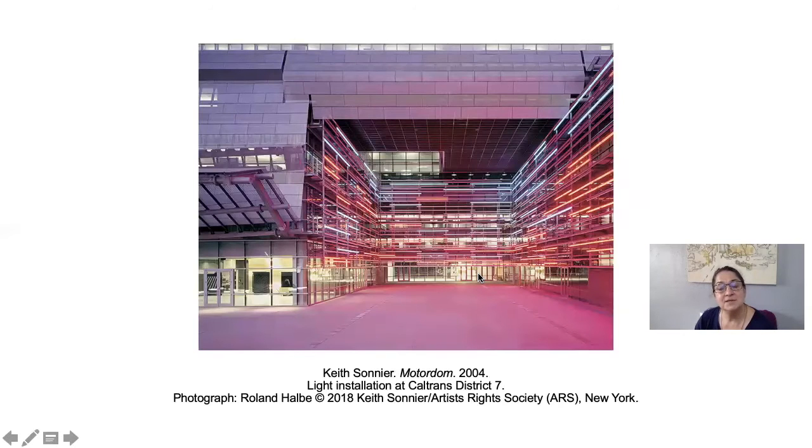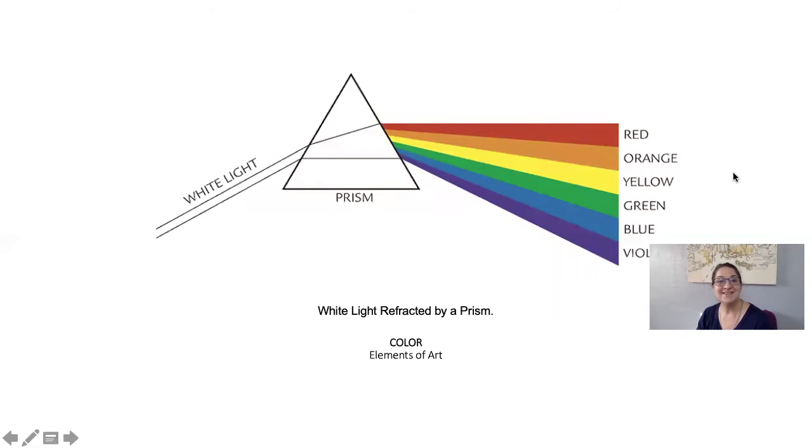Well, this piece is using literal light and also a line. It's a neon light. Color is another element of art.